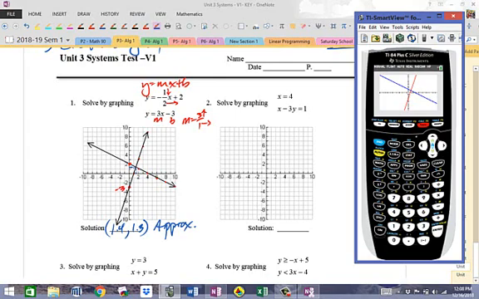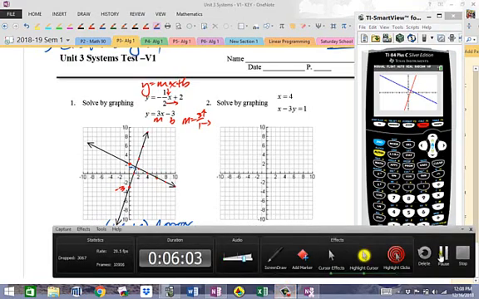My computer is running slow. Second calc. Hopefully I was going to show this. I don't know why my computer's running really slow. Let me pause it here.